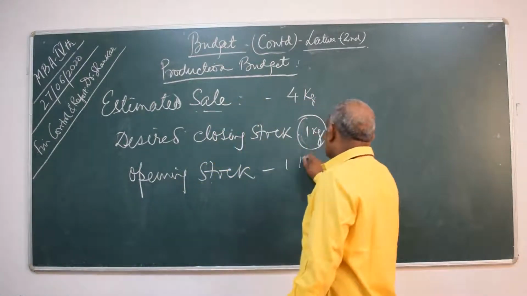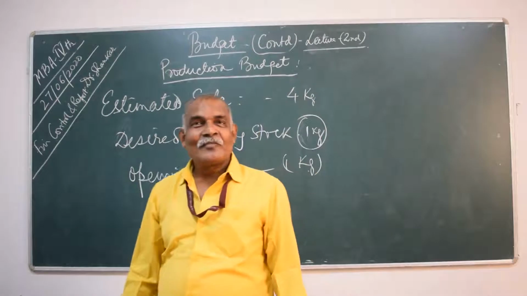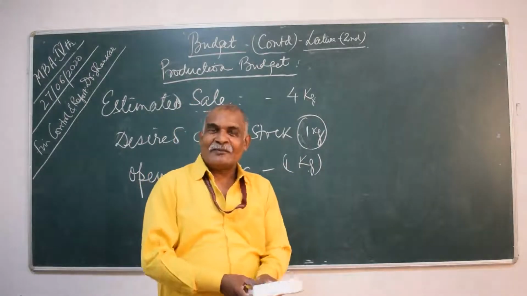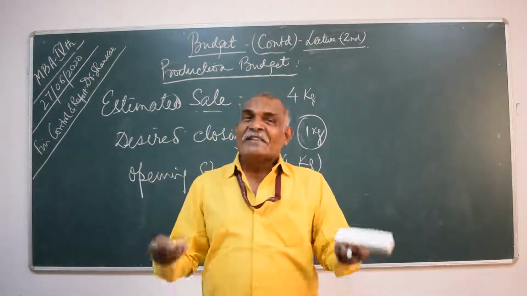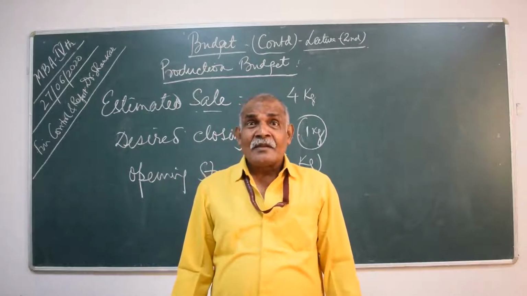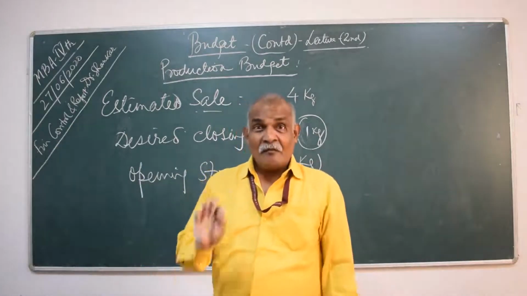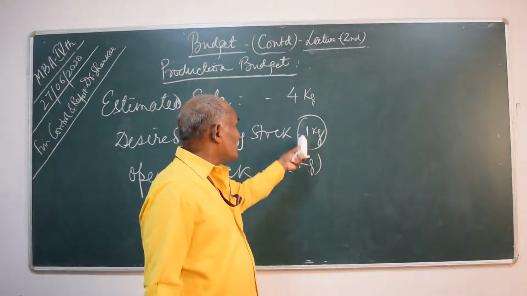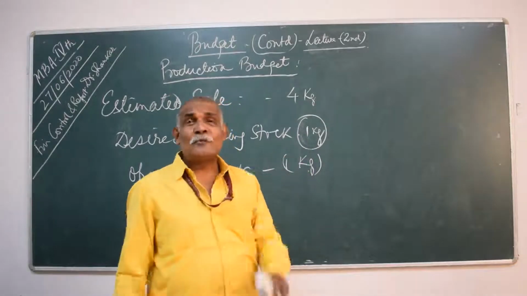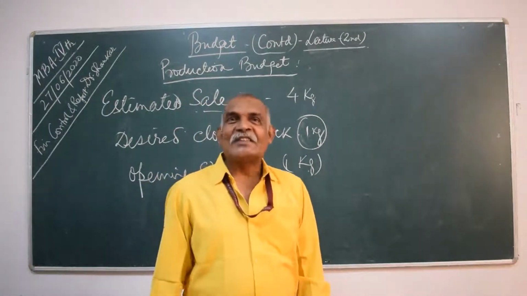Now suppose opening stock is 1 kg, estimated sales is 4 kg, desired closing stock is 1 kg. It means how much quantity of rice do you want to produce? 5 kg? 6 kg? Or 4 kg? Please give me the answer. Three options are there: 4 plus 1 plus 1, 6; or 4 minus 1, 3 minus 1, 2; or 4 plus 1 minus 1, 4. Which is the right answer?